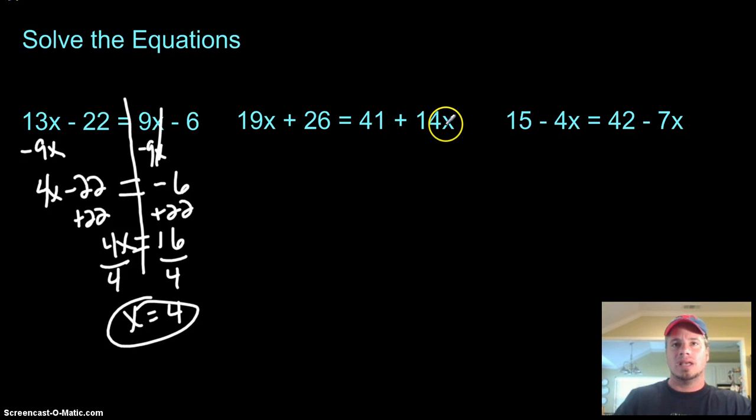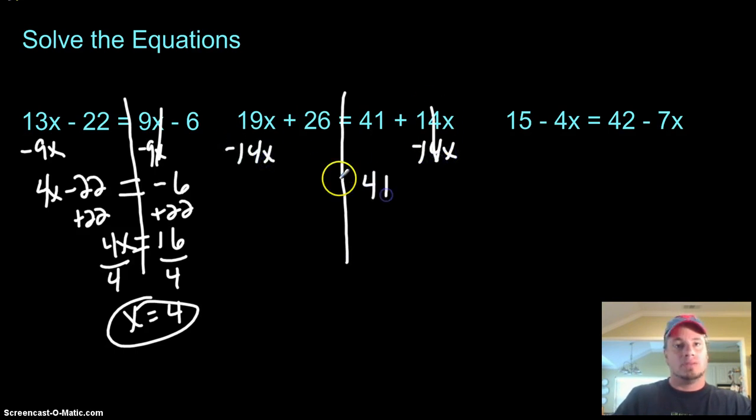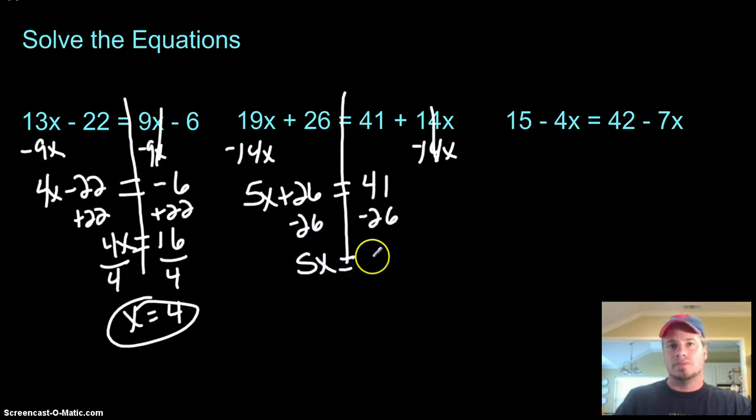Let's look at this one. I've got 14x here, got a 19x over here. Let's get rid of one of the x's. So I'm going to subtract 14x from both sides because I want it to cancel. I do that, that goes away. What am I left with? I'm left with a two-step equation. This is 5x plus 26 equals 41. This is pretty easy to handle. Subtract 26. Subtract 26, I've got 5x equal to, that is 15.